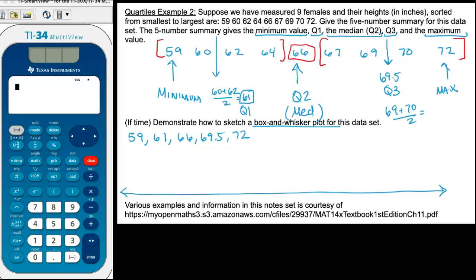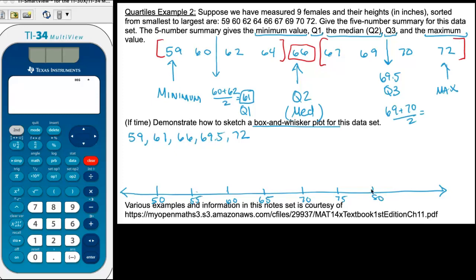So since my lowest is 59, maybe I'll start at 50. And so I'll go up by 5. So this is 50, 55, 60, 65, 70, 75, 80. So I'll go ahead and fill these in too.